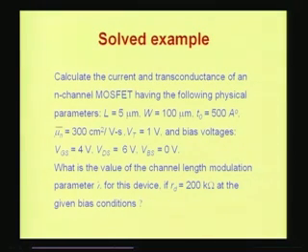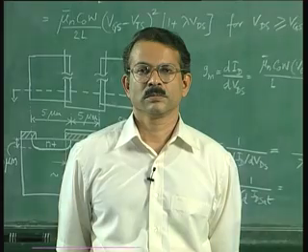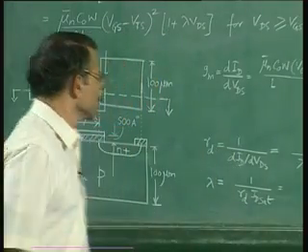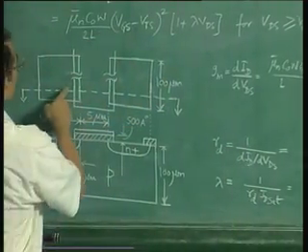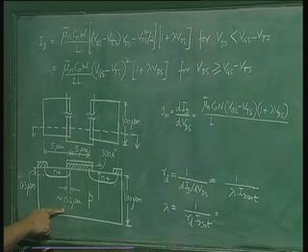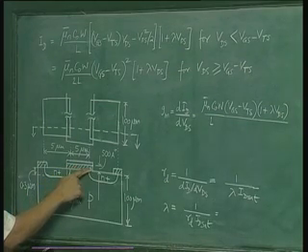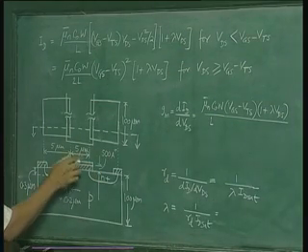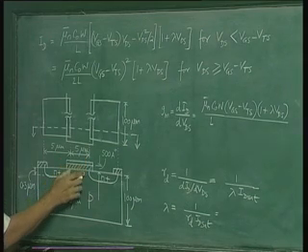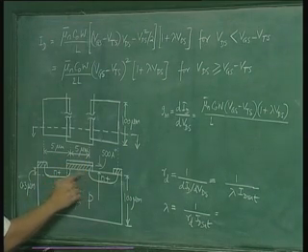What is the value of the channel length modulation parameter lambda for this device if rd is equal to 200 kilo ohm at the given bias conditions? Now let us look at the structure of the device. This is the top view and this is the cross section. The oxide thickness is 500 angstroms. The channel length is 5 micron. So this is the distance between the source and drain junctions.